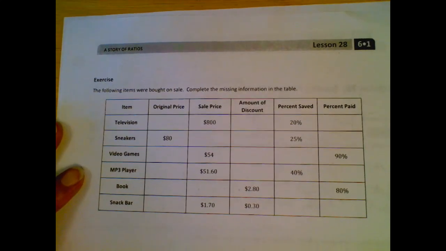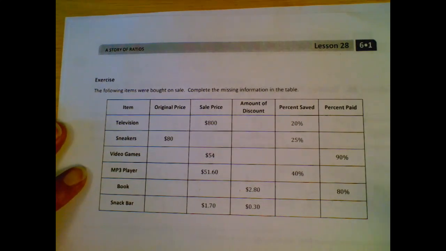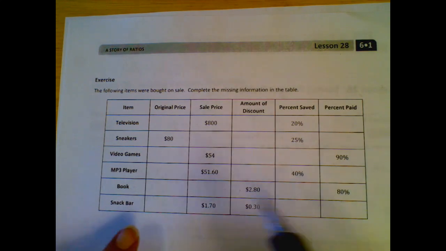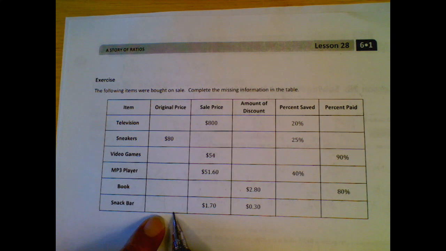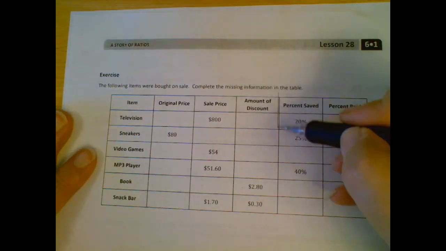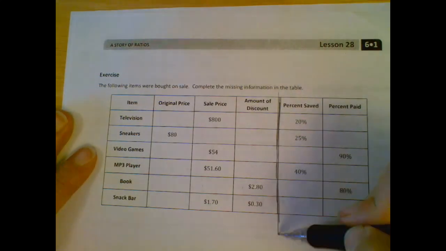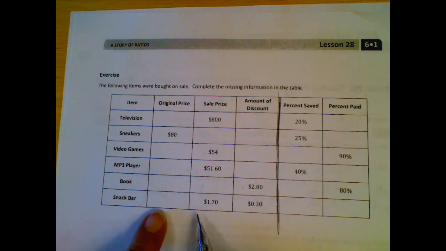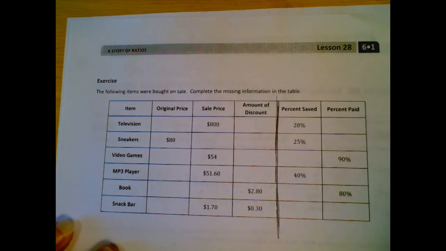So we have lots of different things on sale. Complete the missing information of the table. So I first noticed there's the original price, sale price, the amount of discount. Do you remember when we kind of broke it here? Because these are all dollar amounts, but over on this side, it's percents. Very specifically, percent saved, percent paid.